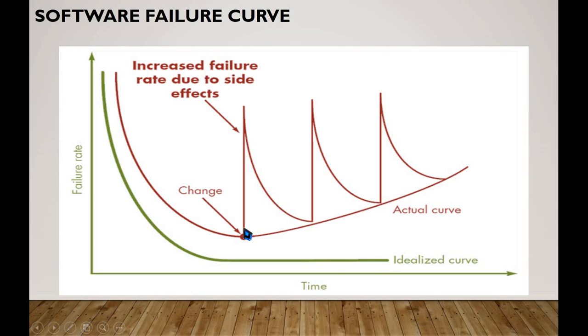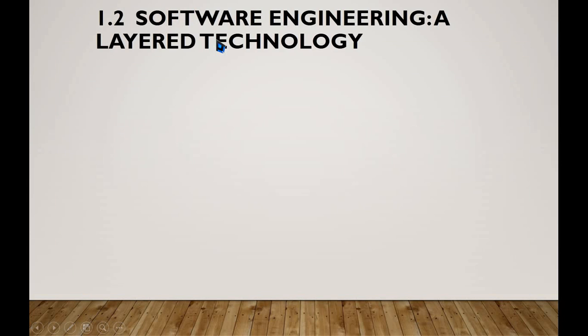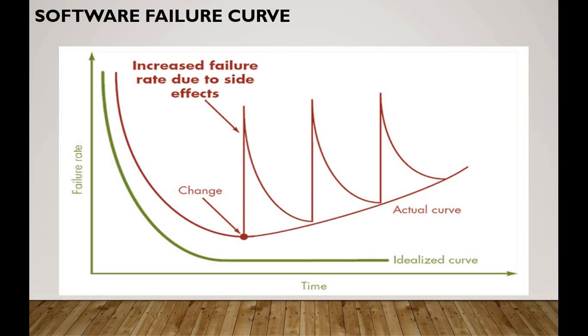Day by day it will have some changes, like configuration changes and system requirement changes. So it can stop working, but with some changes we can start it working again. So this curve is the actual curve, and this curve is the ideal curve for the software failure curve. The second one is software engineering, a layered technology. We will learn this in our next video lectures.